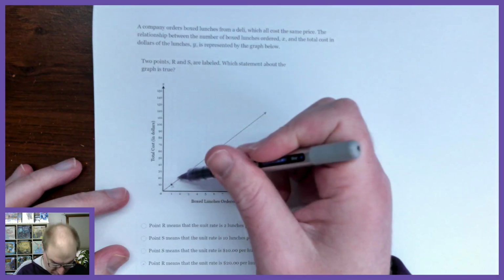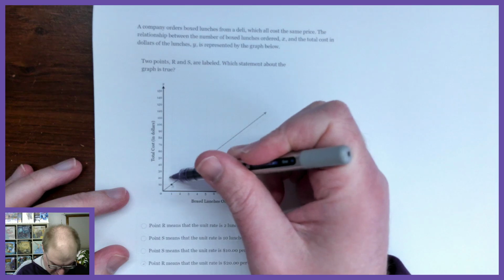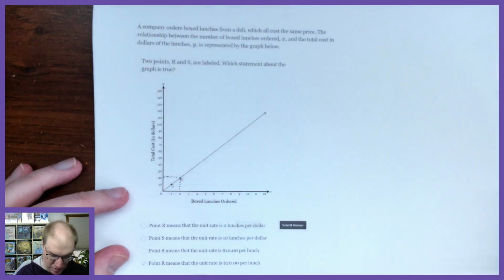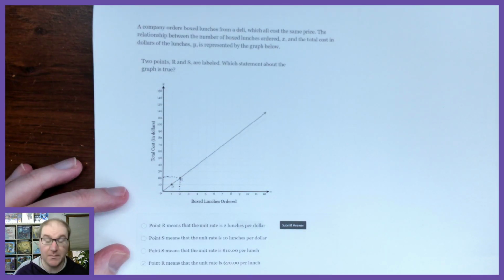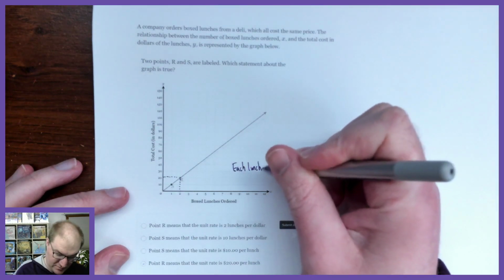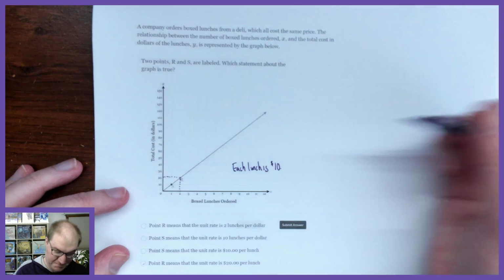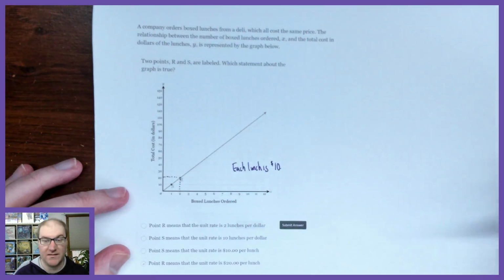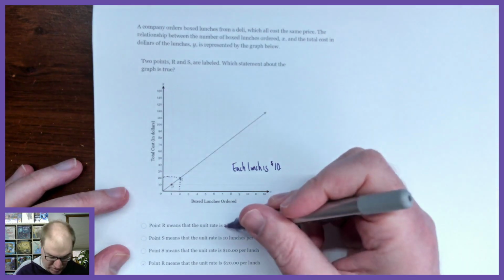Let's see if that's true. According to point R, it would be $20 for 2 lunches. That's not true. $20 for 2 lunches would mean that each lunch is $10, right? Each lunch is $10. If I'm spending $20 on 2 lunches, that's not 2 lunches per dollar.